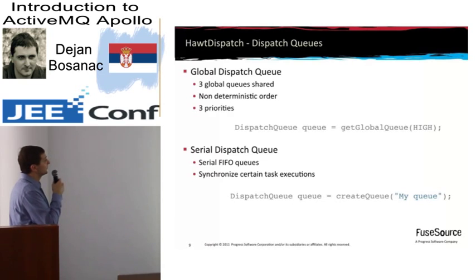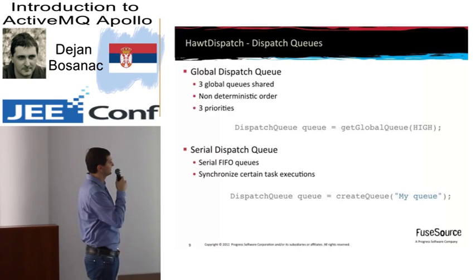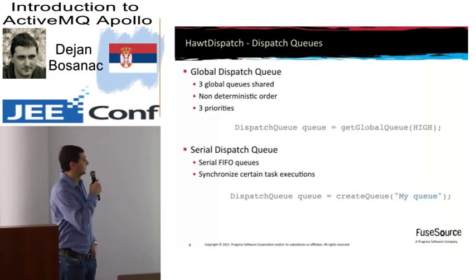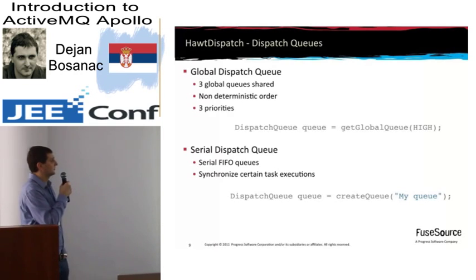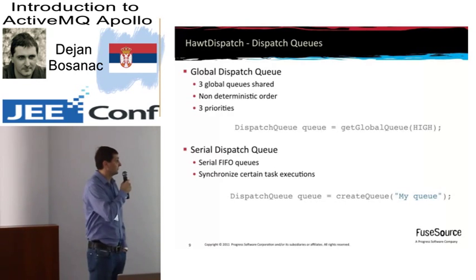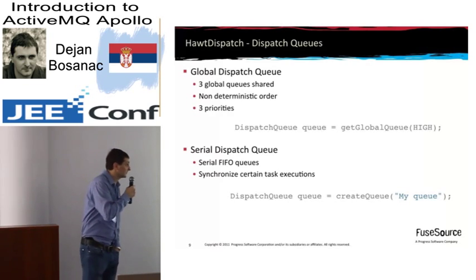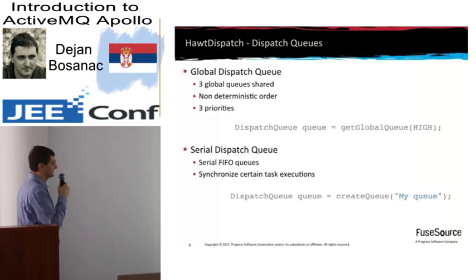So there are two kinds of dispatch queues defined by HawtDispatch. First is the global dispatch queue, and we have three of them, separated by the priority that they're going to use. The point is that if you use a global queue, basically your tasks are executed in non-deterministic order. So there's no guarantee that one task will be executed before the other, which is okay for most of the use cases.